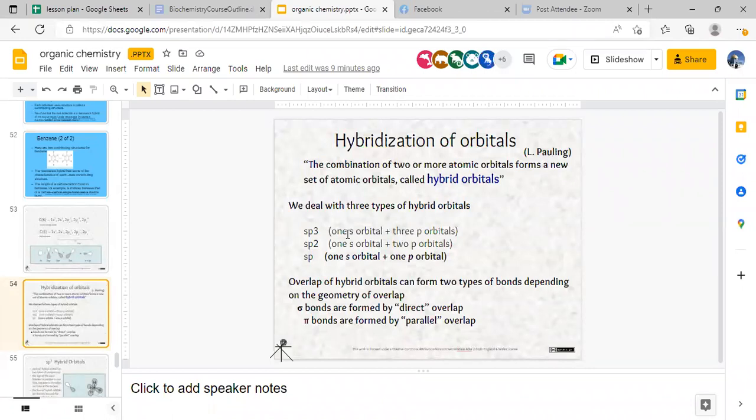Pag sp2 naman, instead of a single bond, meron kang sp2. Dito naman ay meron kang 120 or trigonal planar yung shape. Tapos sa sp naman, ito yung magiging linear. So yung triple bond na sa alkyne, yun ay example ng sp orbital.